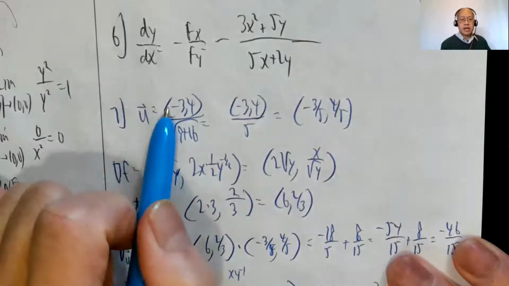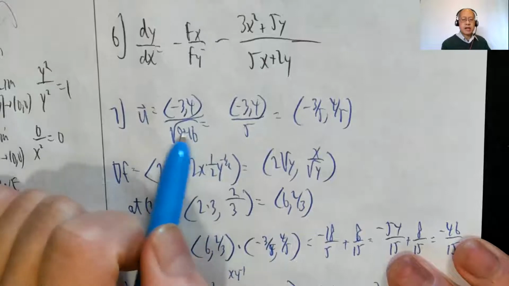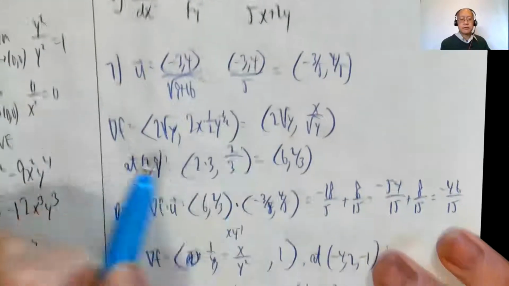7, the unit vector is (negative 3, 4) divided by the square root of negative 3 squared plus 4 squared. That's square root of 25, which is 5. So the unit vector is (negative 3/5, 4/5).